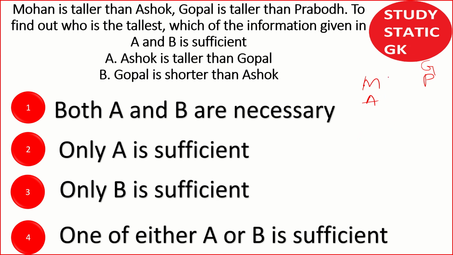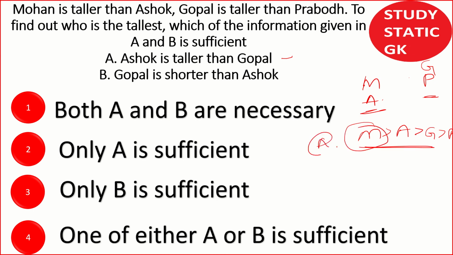Here, M is greater than A, G is greater than P, let us assume, but we don't know the relation between A and G. So if we go with option A, Ashok is taller than Gopal. So M, A, G, so we will be able to know who is the tallest. Now option B: Gopal is shorter than Ashok. That means the same thing. A and B are the same only.